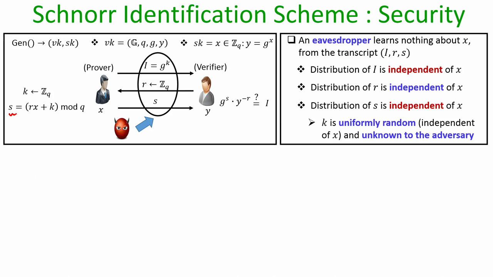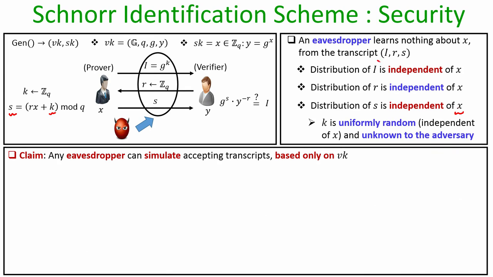However, if you see the value S, then the value S is R times X plus K. So, one might feel that by seeing S, the eavesdropper might learn something about X, but that is not the case here, because the distribution of S here is independent of X, because the K which is used in the linear combination to compute S is independently and randomly picked by the prover. And if prover is honest, then the value K which is used in this linear combination will be uniformly random and unknown to the adversary. That means, just by seeing S, the adversary again cannot figure out anything about X. And that means, an eavesdropper who sees an accepting transcript I, R, S will not learn anything about the underlying secret X. What the eavesdropper will learn is just that the transcript I, R, S is an accepting transcript and its distribution is independent of X.